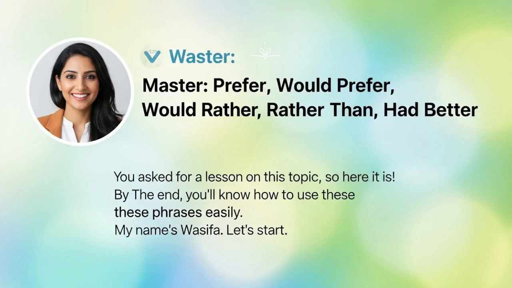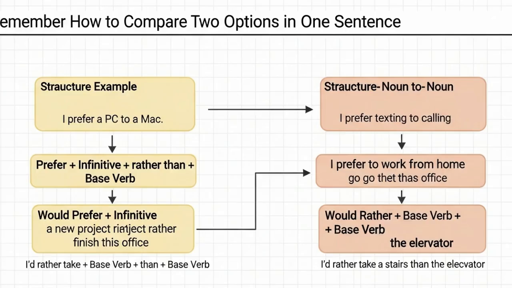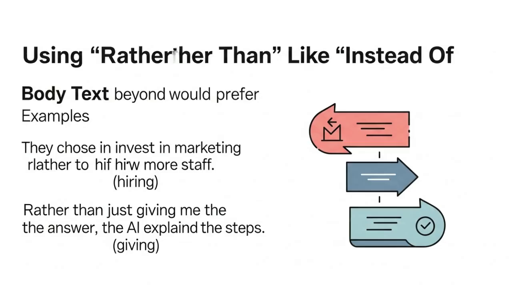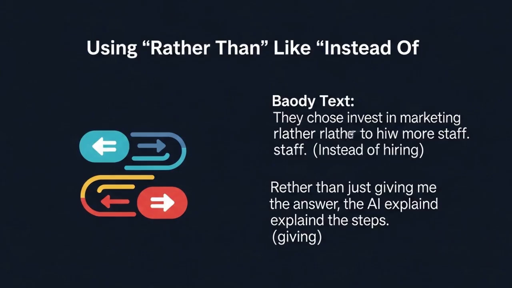Here's an example we looked at a second ago. The team would prefer to work remotely rather than be in the office. You can see rather than gives us a preference. But it's not only used with would prefer. It can be used like instead of in different situations. They chose to invest in a marketing campaign rather than hire more staff. Instead of hiring more staff. Rather than just giving me the answer, the AI explained the steps, instead of just giving me the answer.